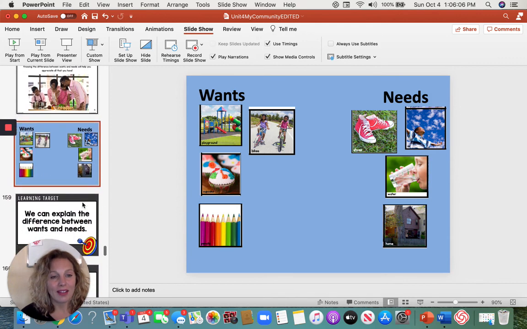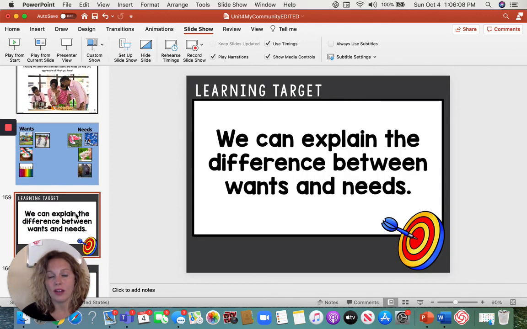All right, my friends, let's see if we got our learning target today. Did we explain the difference between wants and needs? We sure did. We said that a want is something that we want that makes us happier, and then a need is something that we need in order to live, right?